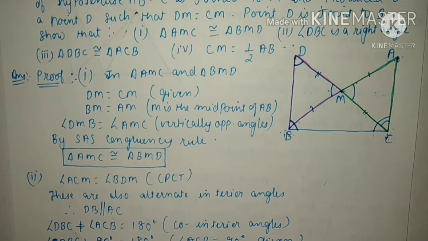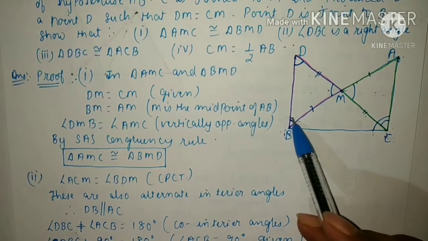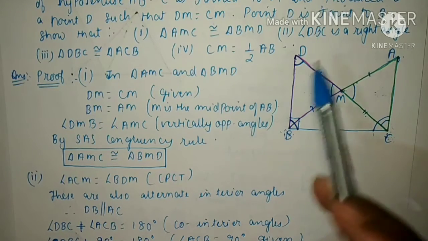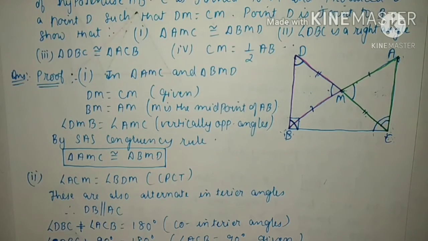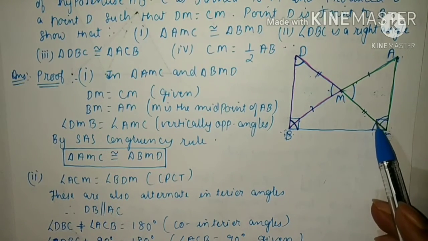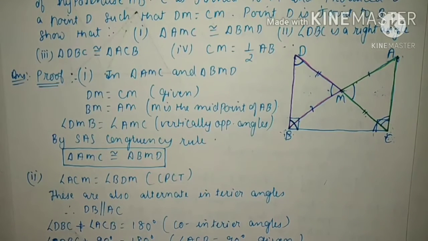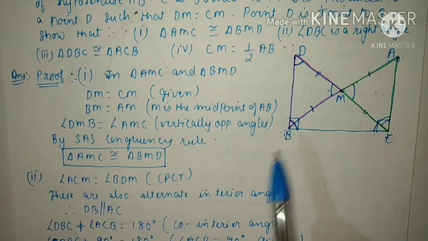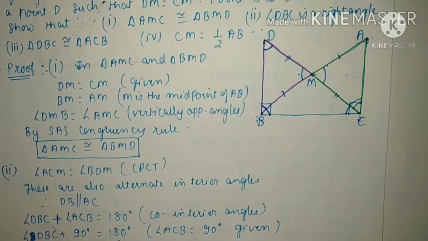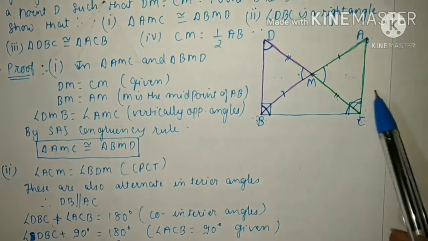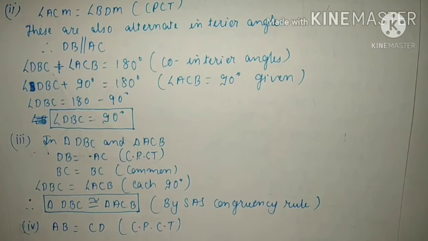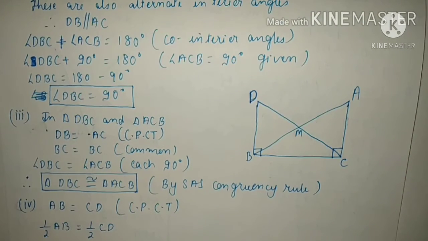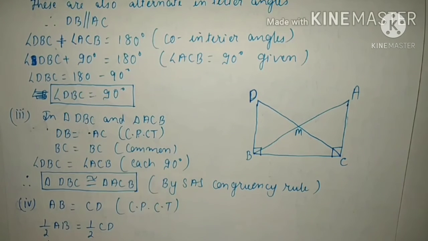And one more thing, this is 90 degrees. In the second part we have proved this is a right angle, and this is also 90 degrees. It is given in our question only. So these two angles will also be equal. So we got three things. Write them. First one is DB equals to AC. So we have written DB equals to AC by CPCT.